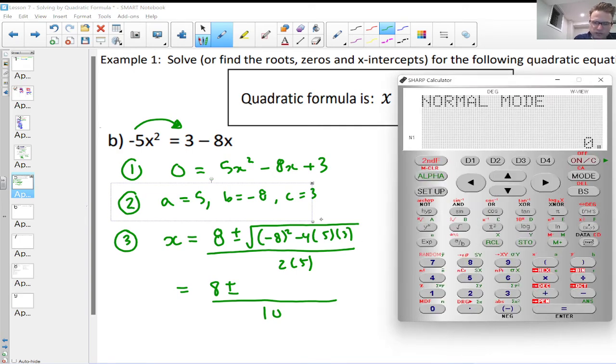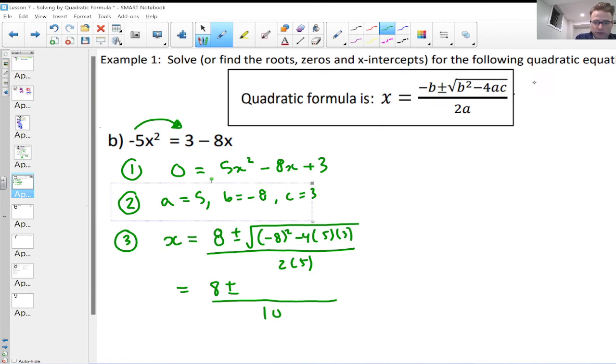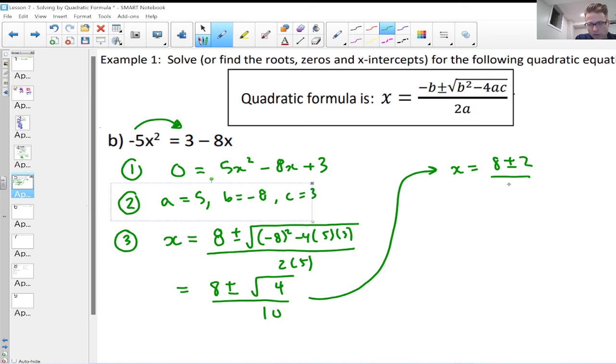So negative 8 squared is really 8 squared. It doesn't matter, it's going to be positive no matter what. Minus 4 times 5 times 3, and so here I get 4. Well, that's nice. So this is going to be the square root of 4. Okay, and so what I can actually do then is I'm going to have x is equal to 8 plus or minus 2 over 10.